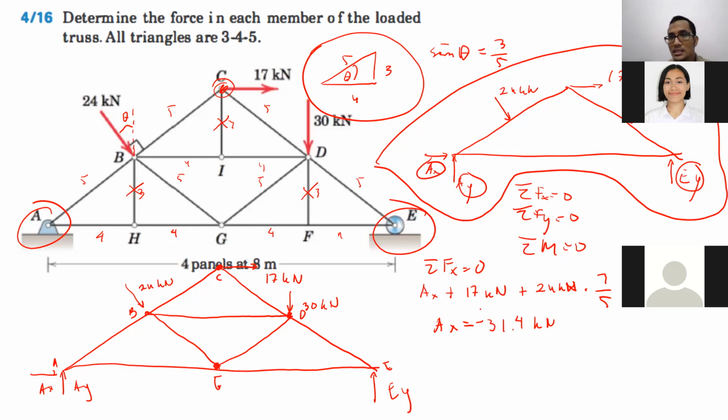Now, after that, which equation are we supposed to use, Judy? Sigma fy. But if you use sigma fy, you will find two unknowns there, right? AY and EY. Why don't you use sigma moment at A, Judy? I want you to try to use sigma moment at A, equal to 0. Try to elaborate on that.